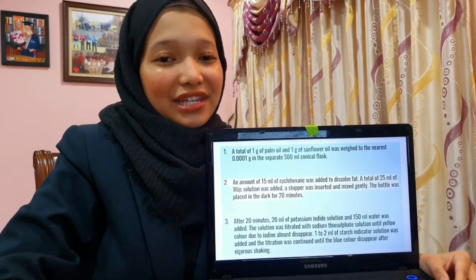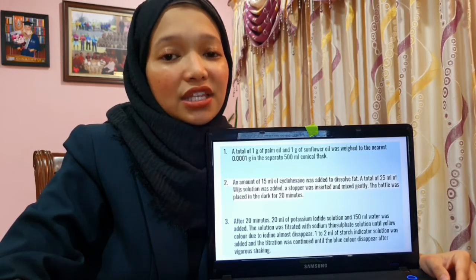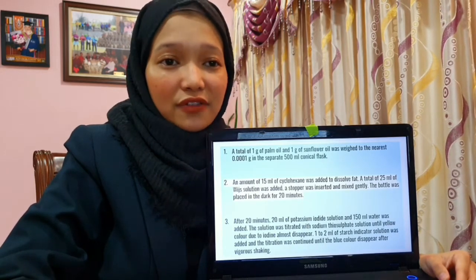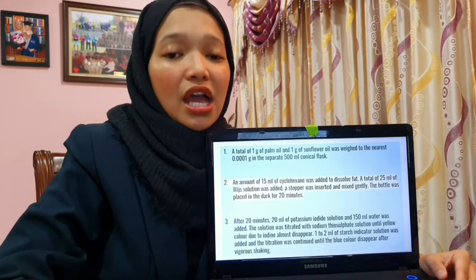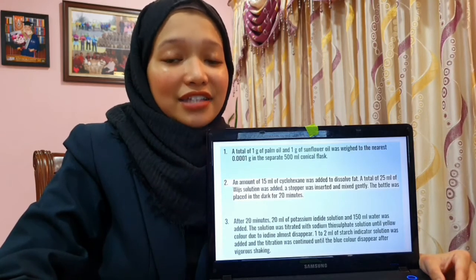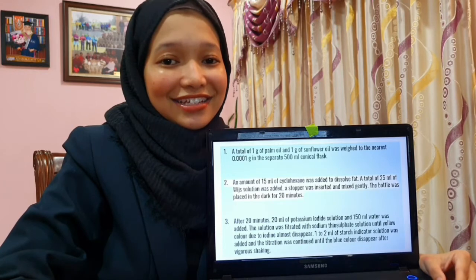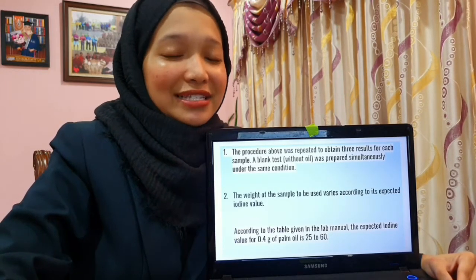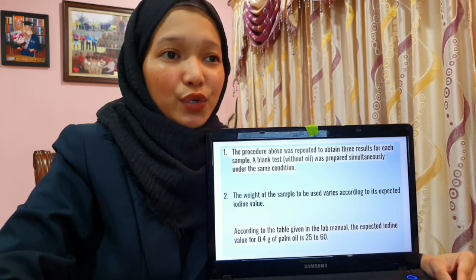Thirdly, after 20 minutes, 20 ml of potassium iodide solution and 150 ml of water were added. The solution was titrated with sodium thiosulfate solution until the yellow color due to the iodine almost disappeared. 1 to 2 ml of starch indicator solution was added and the titration was continued until the blue color disappeared after vigorous shaking. Continue with the previous method. The procedure above was repeated to obtain 3 results for each sample.